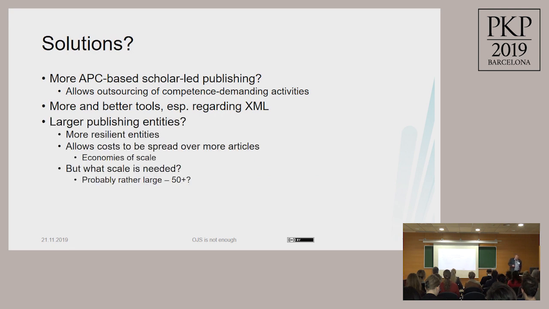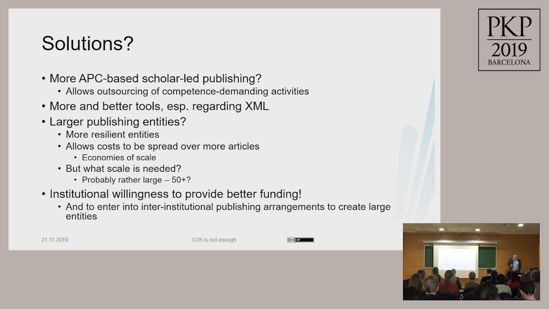And I think that one answer is to create larger publishing entities that are more resilient. A standalone journal will have problems the day the editor dies or the tech support guy changes his job. Larger publishing entities allow the competence cost to be spread over more articles. That is part of the economies of scale, and you also get more experience, you do things more efficiently. What scale is needed? Well, my guess is that you won't really have a future unless you publish at least 50 journals. You need some institutional willingness to provide better funding and to enter into inter-institutional publishing agreements to create large entities. That is my solution, actually. More money, larger entities. I think that's the solution.